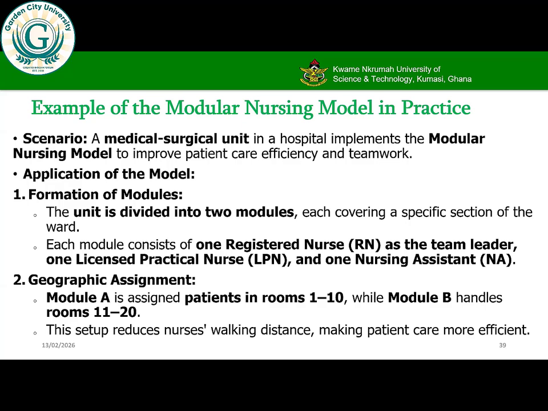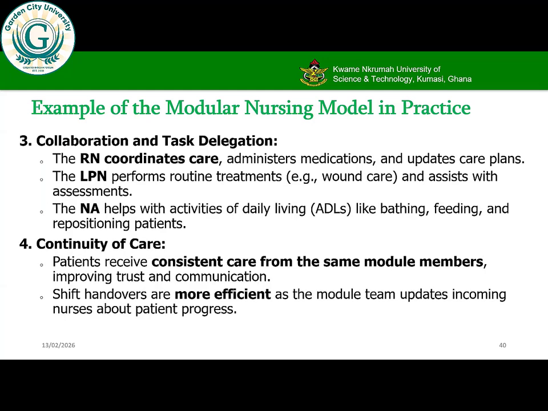So let's say a medical surgical unit in a hospital implements the modular nursing model to improve patient care efficiency and what? Teamwork. How do you apply it? So the unit, as I said, is divided into two. We have done that. So there's collaboration and task delegation. The RN, the senior nurse, coordinates, administers medication and updates care plans. The other staff nurses perform routine treatments and assist with assessment. Then the nurse assistant helps with activity support and daily living.